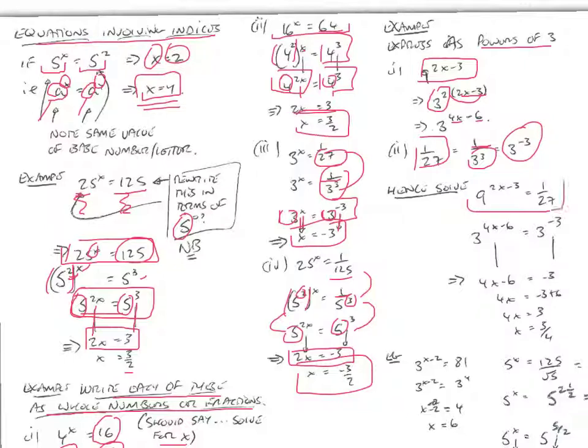Hence, solve this. We know that this is equal to 3 to the power of 4x minus 6, and this is equal to 3 to the power of minus 3. The bases are the same. That's why they asked us to do that. So we can bring down our powers and say 4x minus 6 equals minus 3. 4x equals minus 3 plus 6, bring it over the bridge. 4x is equal to 3, x is equal to 3 over 4.